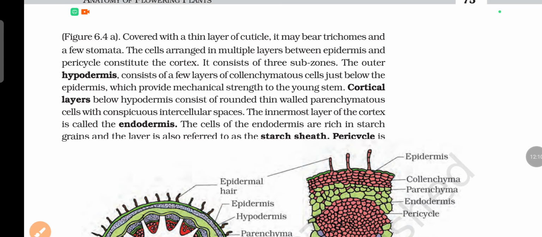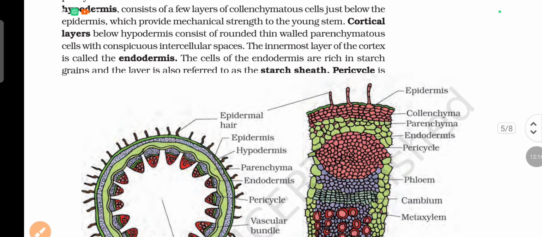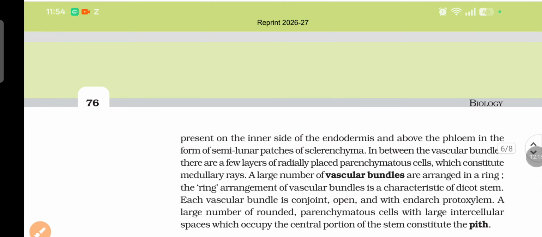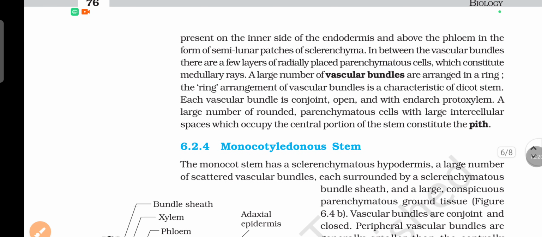The cells of the endodermis are rich in starch grains, and the layer is also referred to as a starch sheath. Pericycle is present on the inner side of the endodermis and above the phloem in the form of semilunar patches of sclerenchyma. In between the vascular bundles, there are a few layers of radially placed parenchymatous cells which constitute medullary rays.